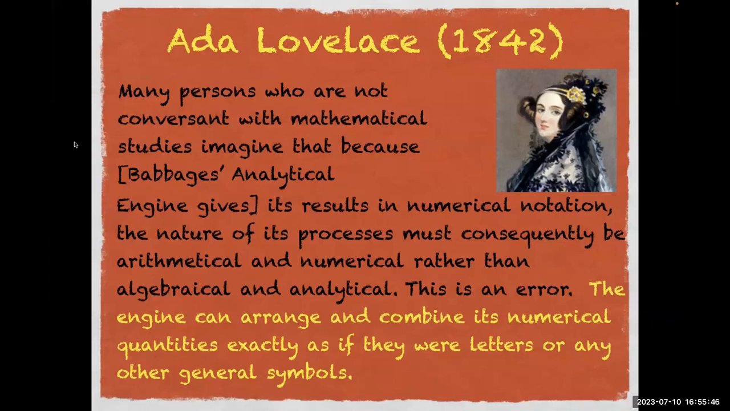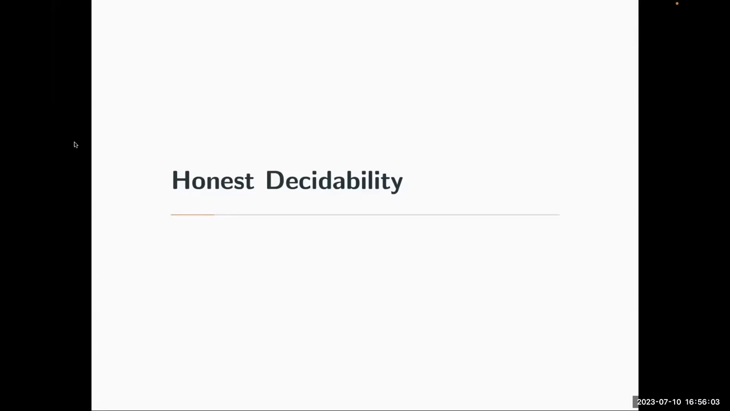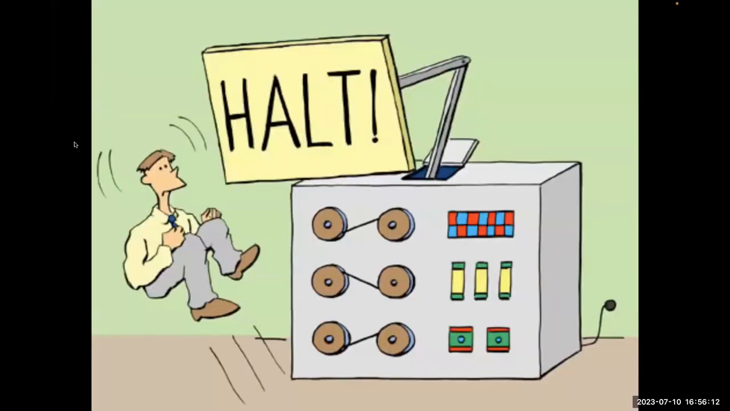And Ada already realized how important representations are, that even if you're working with numbers, you can imagine the numbers as representing something else. I'm not going to quote it. Okay, Stuart also already quoted himself, so I don't have to repeat it. I want to talk mainly about representation and the perils of representations. And let me start with decidability and the halting problem.